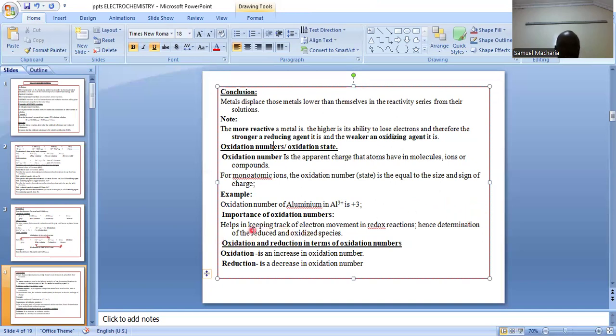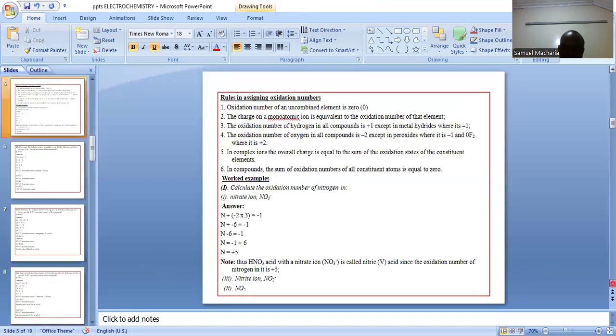Now, oxidation number will help us track the movement of electrons in redox reactions. And therefore, let's come to the definition of oxidation and reduction in terms of oxidation number. Oxidation is the increase in oxidation number. And then reduction is the decrease in the oxidation number.